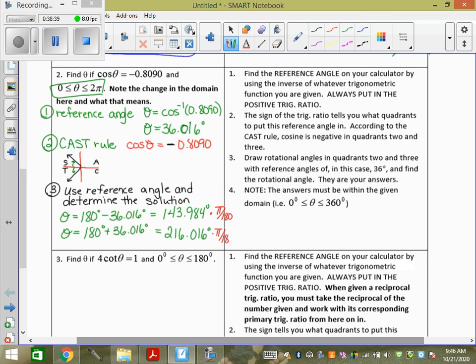Do you see how my first few lessons culminated to me being able to do this question? I have to be able to convert. I have to be able to find a reference angle. I have to be able to know how to use a reference angle to get the actual angle. All of this comes together here.